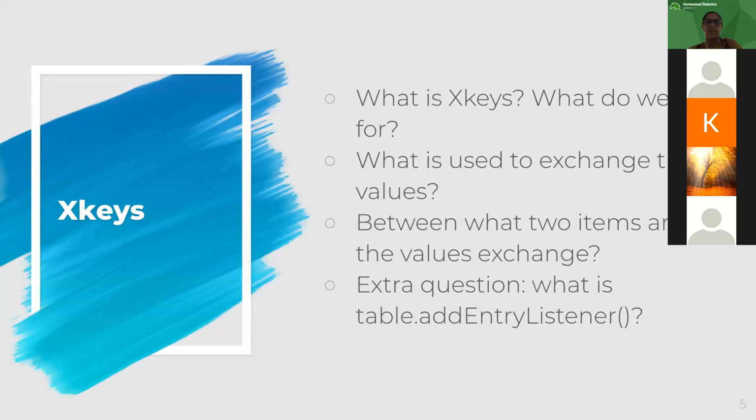Does anyone want to take a shot at what is used to exchange the values? Like what is doing the exchanging? I think it was smart dashboard. Yeah, it's also a network table. So just that exchange values between, does anyone know what it is exchanging the values between? I think we also mentioned it in the presentation earlier. Between what two items or devices or things are the network tables exchanging values?